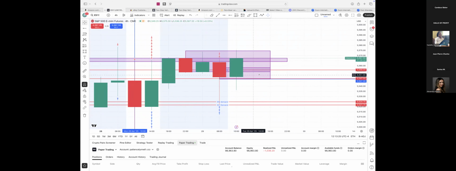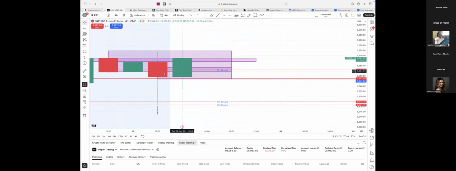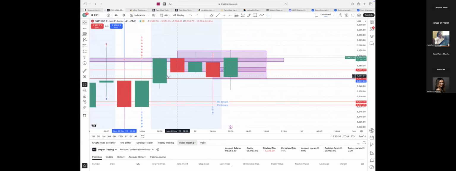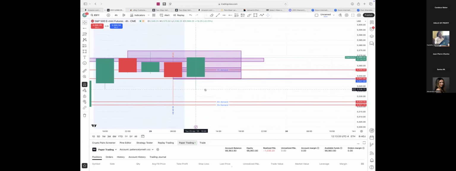So you wouldn't count the 1 hour as completely valid? Yeah, that's invalid now. Okay. Once price sliced through it, yeah.